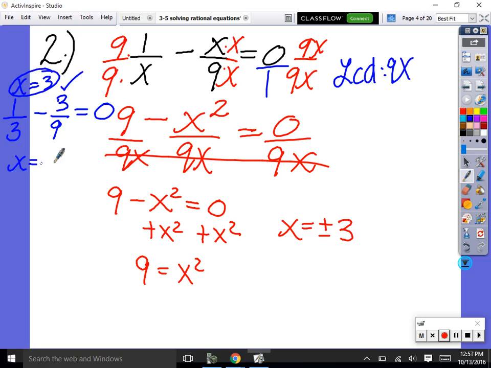And then we'll check x equals negative 3. So we have 1 divided by negative 3 minus negative 3 over 9. Does that equal 0? Yes. Yeah. So we'll keep it.